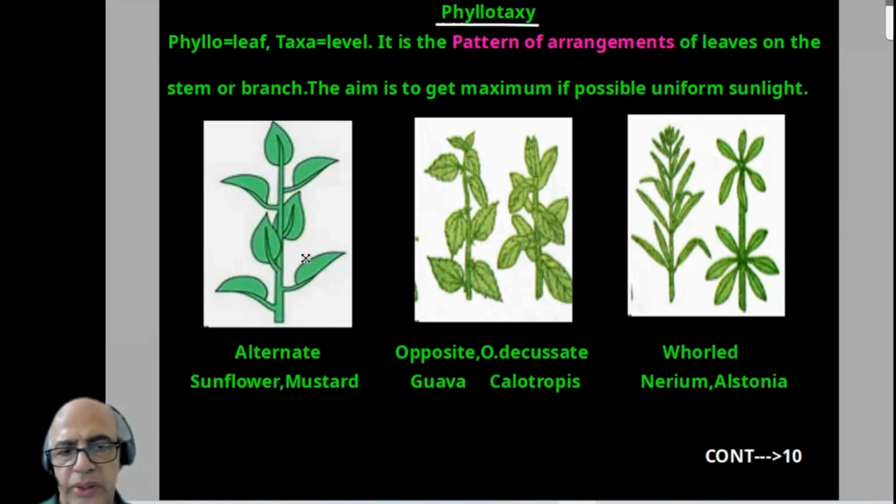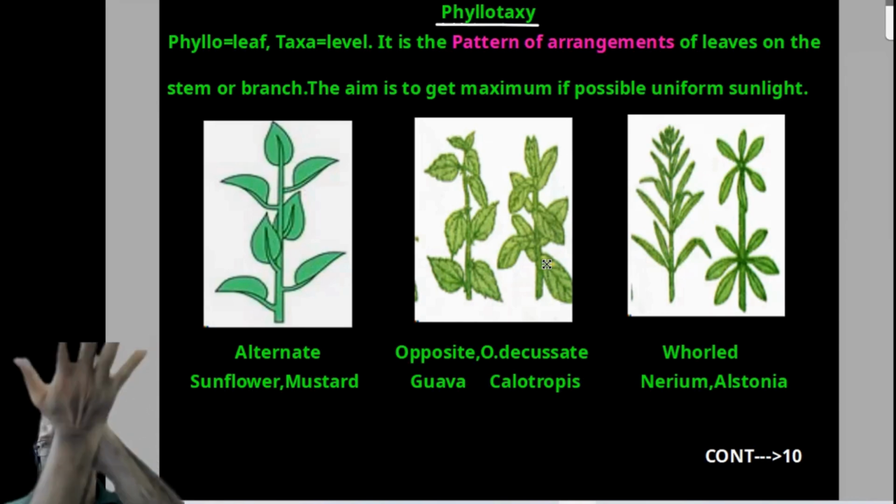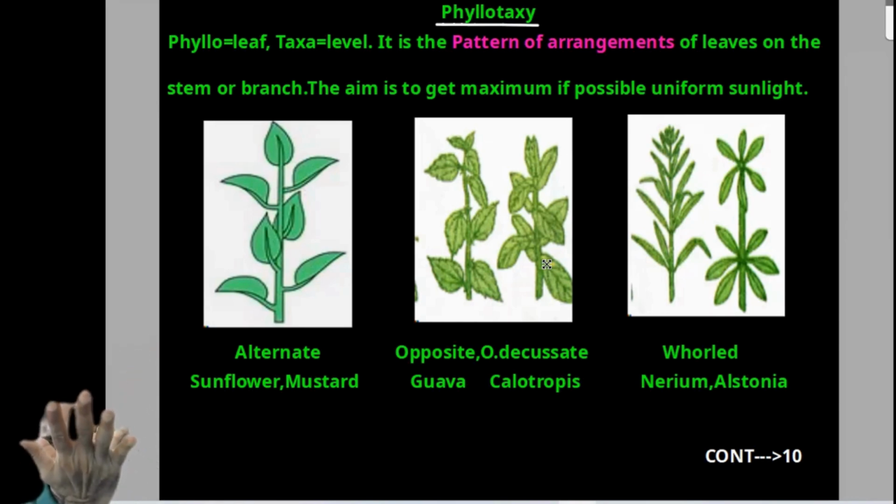Alternate, sunflower, mustard. Then this is opposite. Opposite means this way. Opposite, guava. Next term, not so familiar, but it's a question. Opposite decussate. That is, first two leaves will be this way. Next two leaves will be at 90 degrees to the first two leaves. That means first two leaves this way. The next two leaves this way. The next two leaves this way. That is opposite decussate, calotropis.